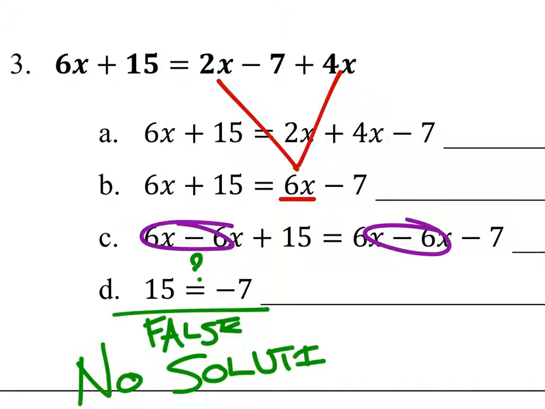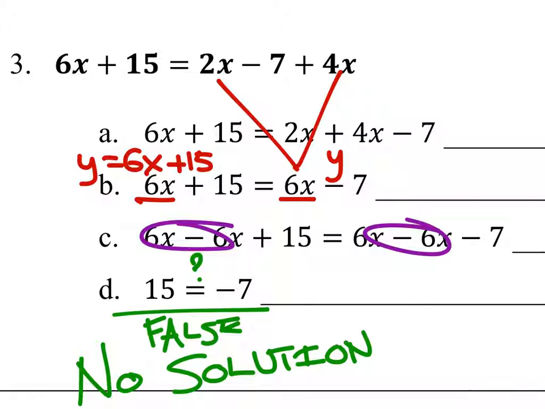Then one is a one-solution equation. Let's look. So let's actually come back to this step B. We can see that this is like having two equations. We've got y equals 6x plus 15. And then over here we've got y equals 6x minus 7. Now just like the bell work, these two equations have the same slope but differing y-intercepts. Therefore, they have no solution.